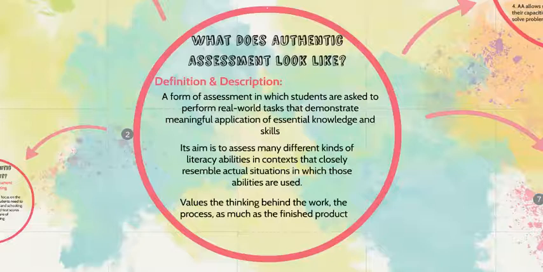Another quick bit about it is that its aim is to assess many different kinds of literacy abilities in contexts that really resemble actual real-world situations where they can use their abilities and skills. For example, authentic assessment may ask students to read texts, to write for a purpose about meaningful topics, and to participate in literacy tasks such as writing books, keeping journals, writing letters, or revising pieces of writing until it works for an intended reader.